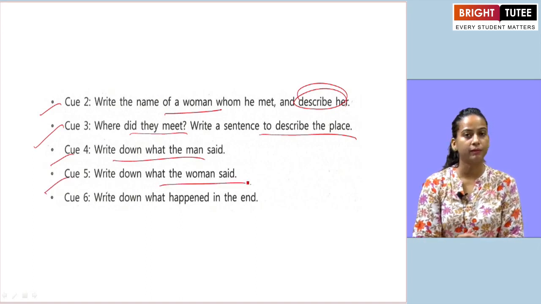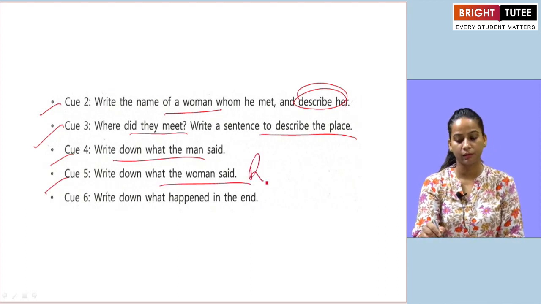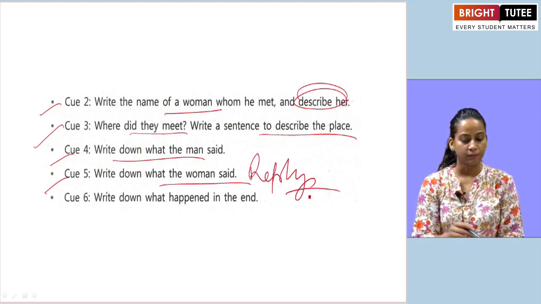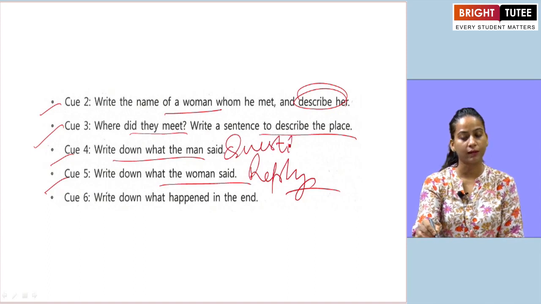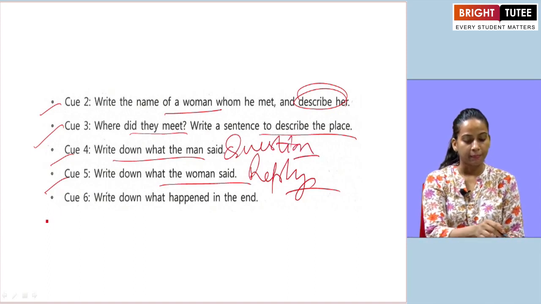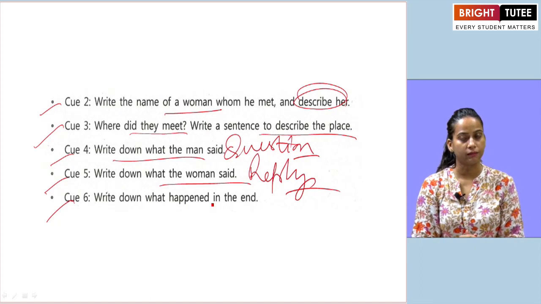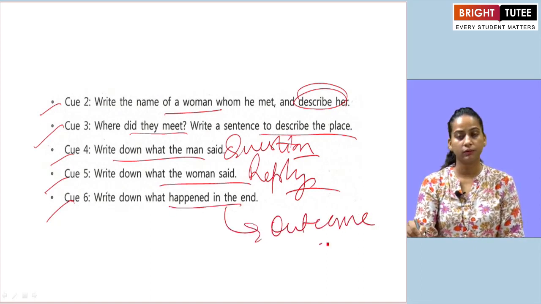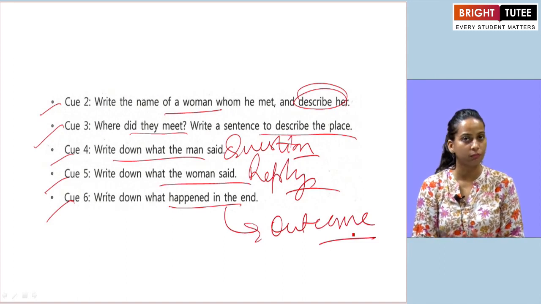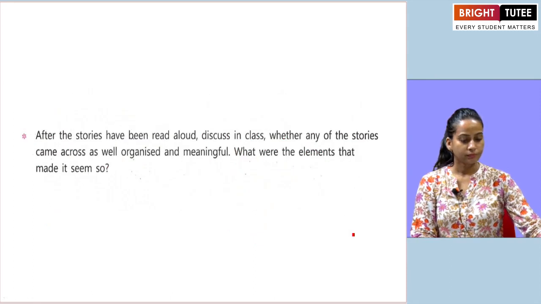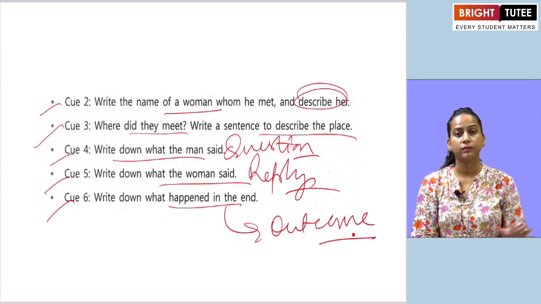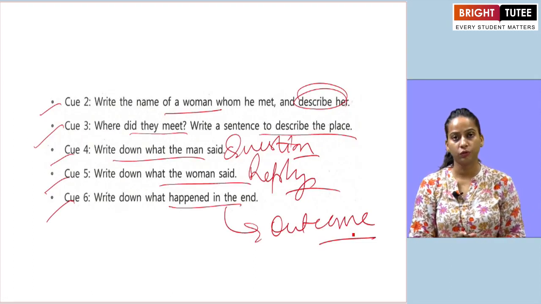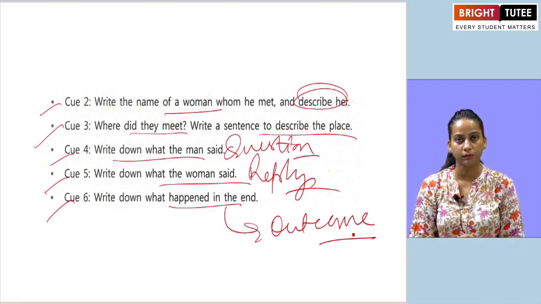Then write down what the woman said, what her reply was, here you mention the reply of the woman to the question asked by the man. Then write down what happened in the end, that is, what was the outcome or the consequence of that conversation between the two. So we have to mention that. Clear? These clues were given to you, and accordingly you have to write them on the slip or piece of paper that you have.